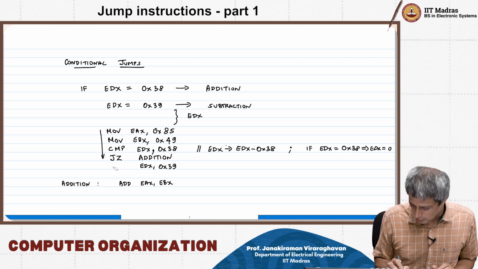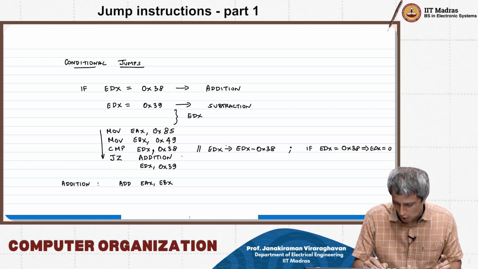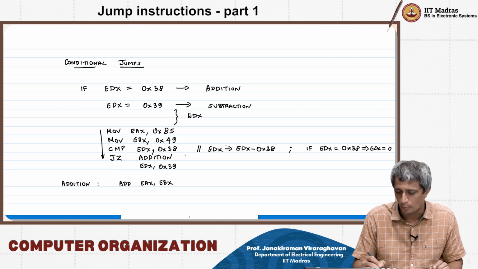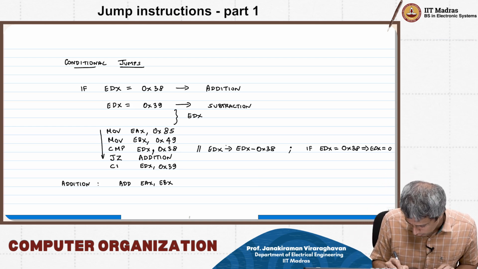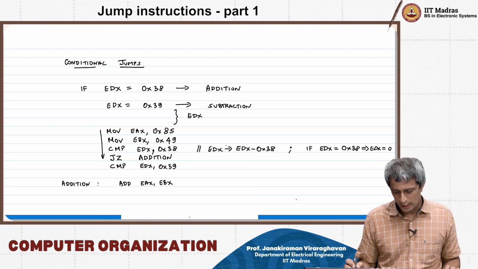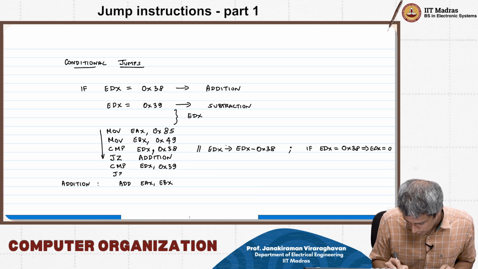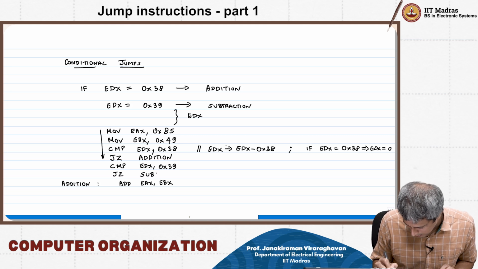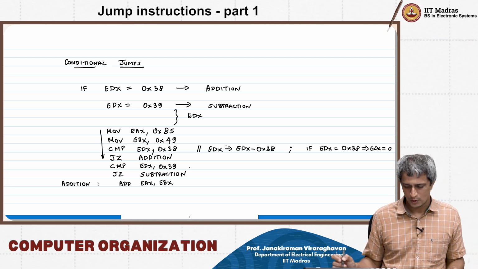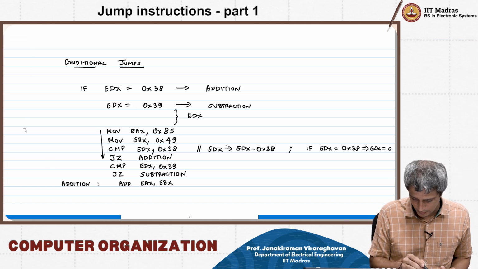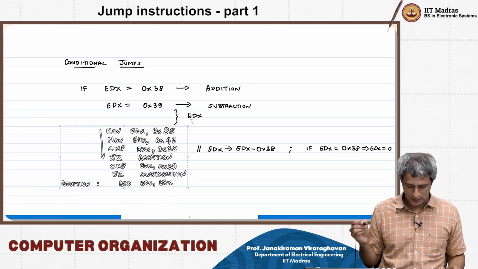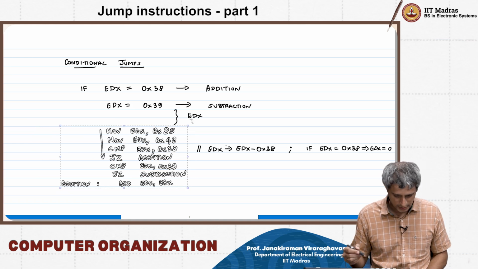So here also, if the 0 flag is not set in this step, that means that the operation is not addition. I need to check if it is subtraction. So then I will do compare, okay? And then I will do jump on 0 to subtraction. Now what is this subtraction code? I am going to now copy this piece of code into another page so that I get more space there.